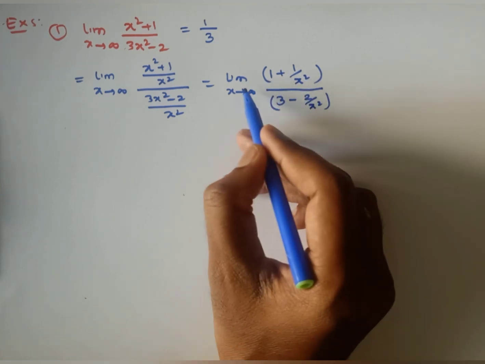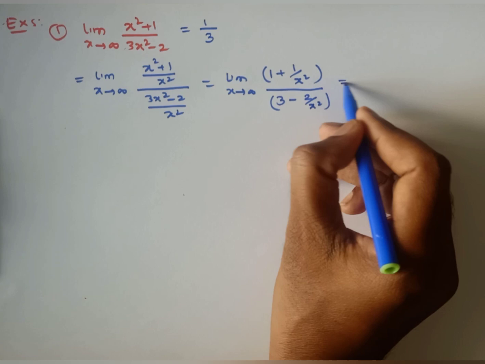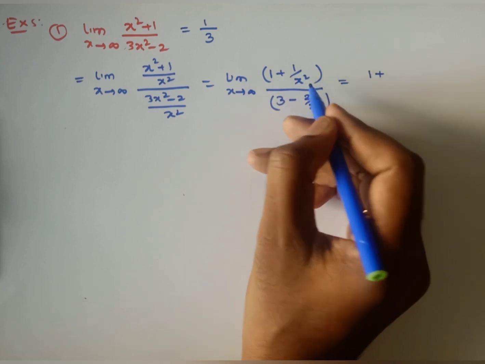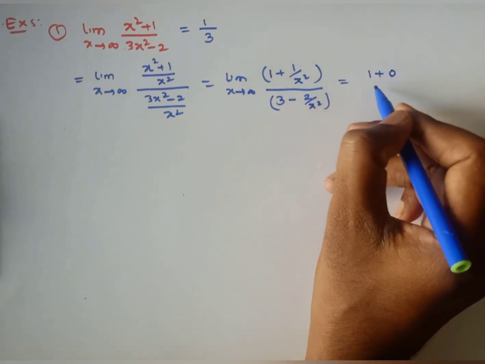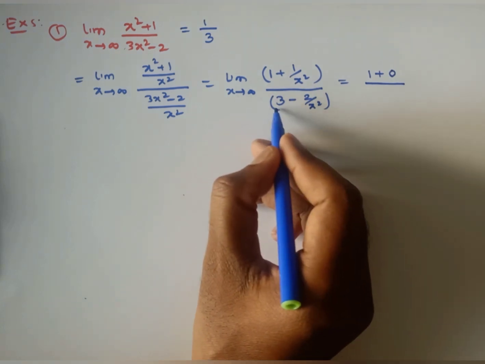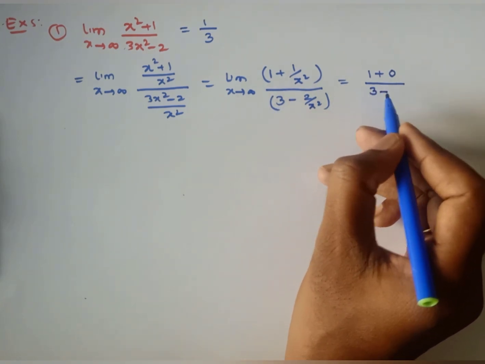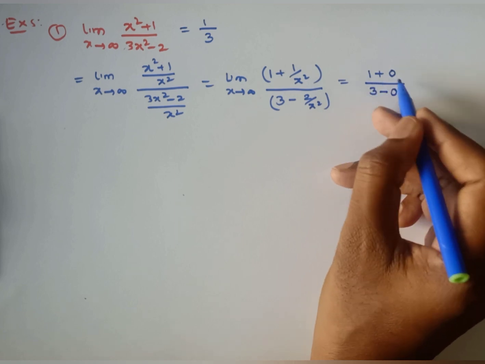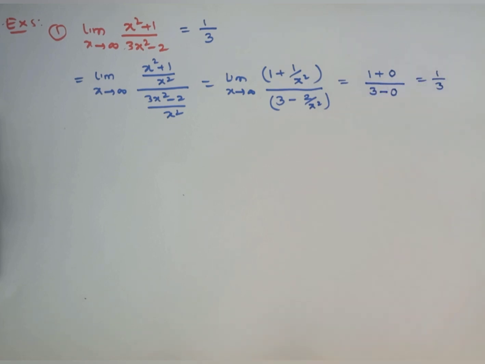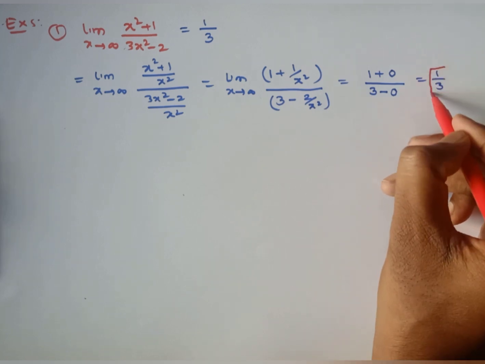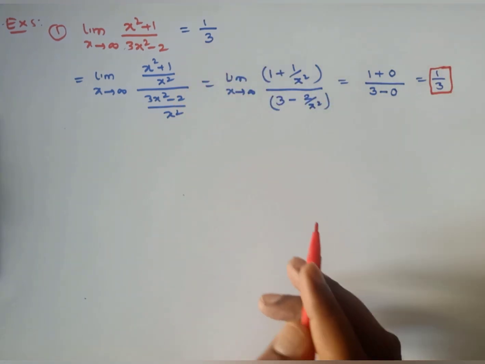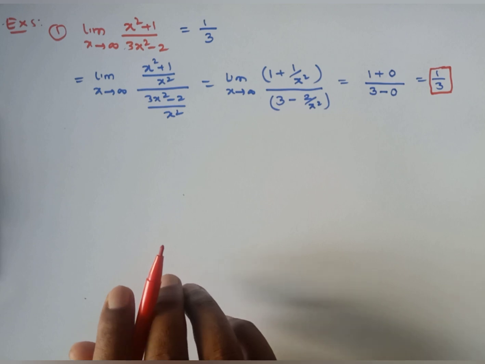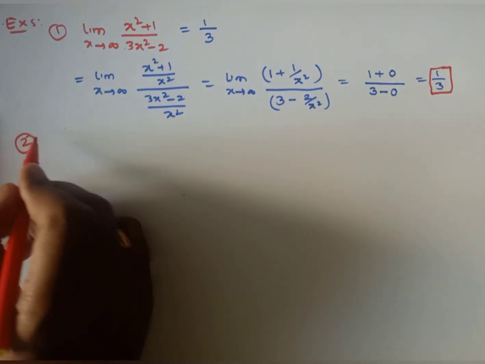Now it is an f plus g model, so you need to apply the limit to both functions. Limit as x tends to infinity: the constant is constant, plus the limit of 1/x², which we already know is 0. Divided by the limit of 3, which is 3 only, minus the limit of 2/x², which is 0, whether it is 2/x² or 3/x². So 1 plus 0 is 1, 3 minus 0 is 3, so it is 1/3. You can also do it by using the property and write the direct answer. Otherwise, divide the numerator and denominator by the highest power of x.